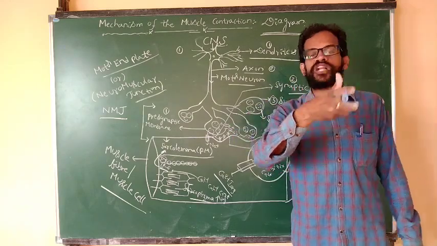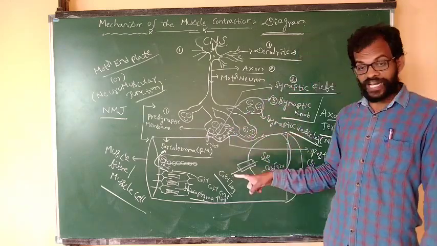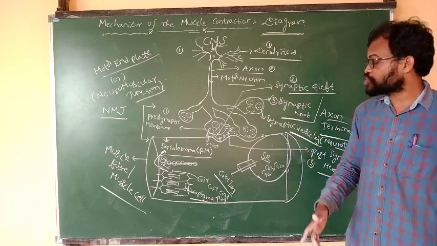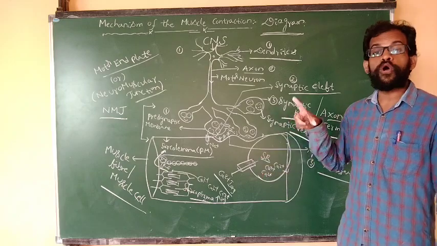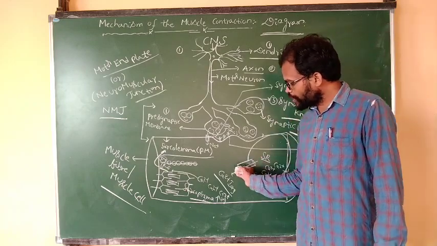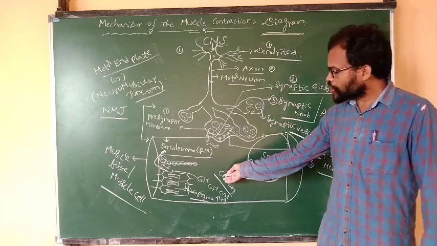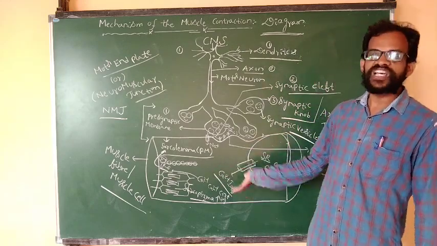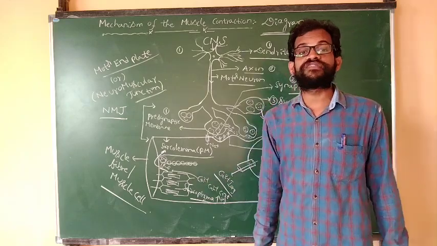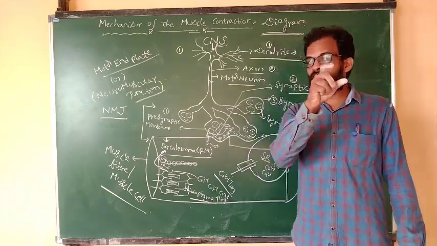Or an action potential is generated. Whenever the entire muscle fiber generates it, the sarcoplasmic reticulum also generates an action potential. The calcium channels open, and the calcium ions move into the cytoplasm. This calcium ion concentration increases. Whenever the calcium concentration increases, the active site of the actin consists of troponin.